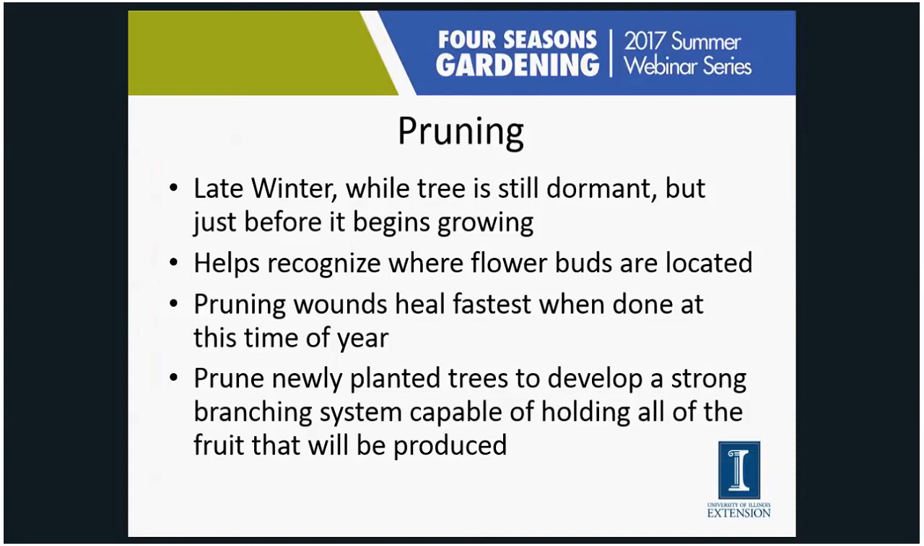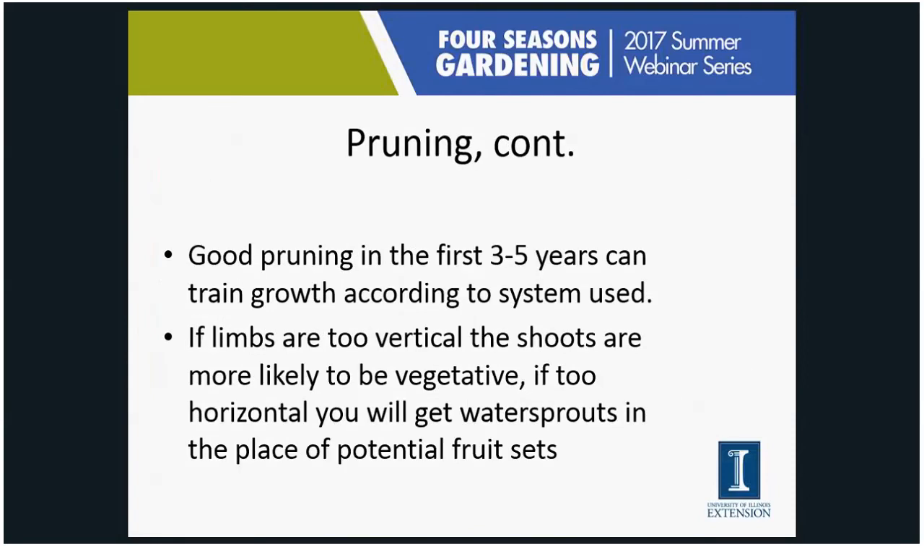And pruning these in a system that's capable of holding the fruit is what you're looking for. You want to increase the structure of the tree and make sure that it's adequate for the crop that you're raising. Good pruning in the first 3 to 5 years can train the growth according to the system used. We'll be covering some systems here in the next few slides.